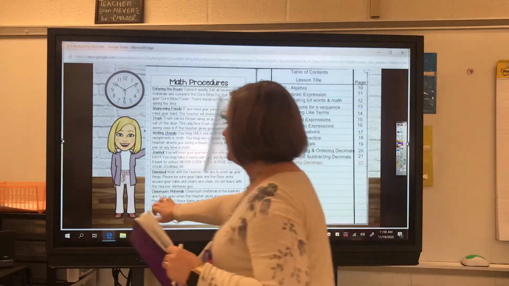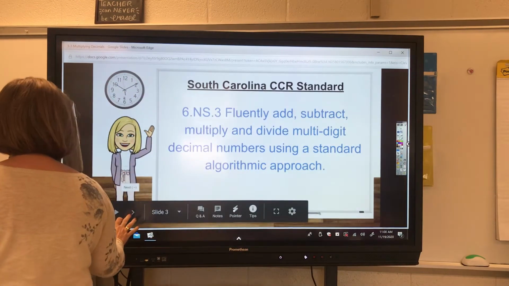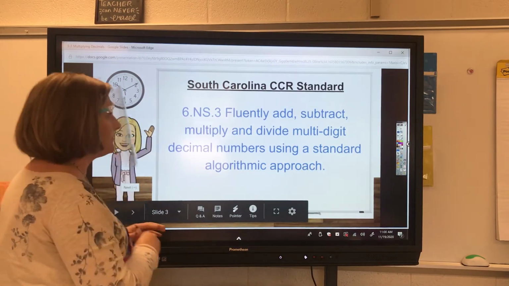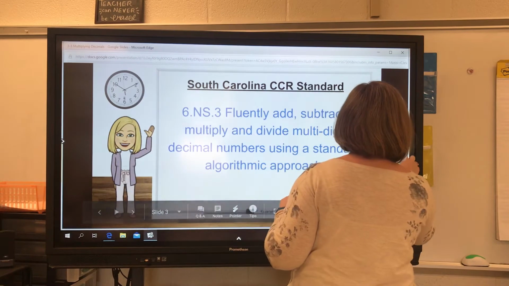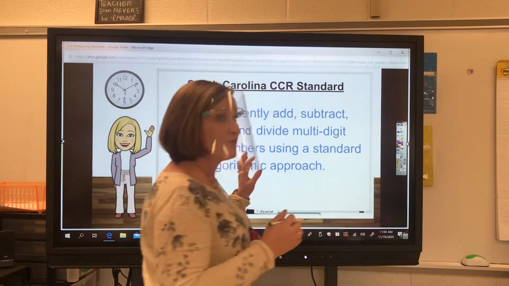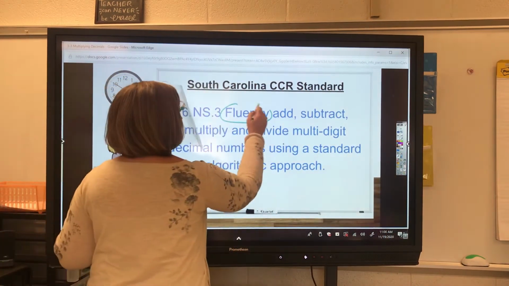And so, all right, on page 22, the first thing that I want to do is talk about our indicator that we talked about yesterday. Okay, so let's look at this right here. Yesterday we talked about what this means, and I told you that we were going to be on this for a few days. So fluently, what does fluently mean?